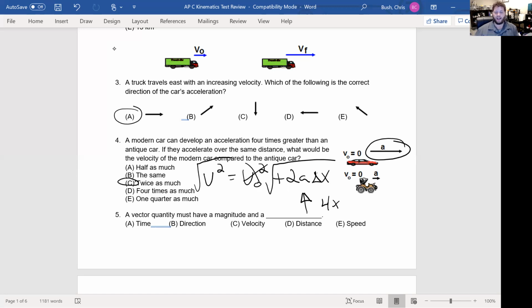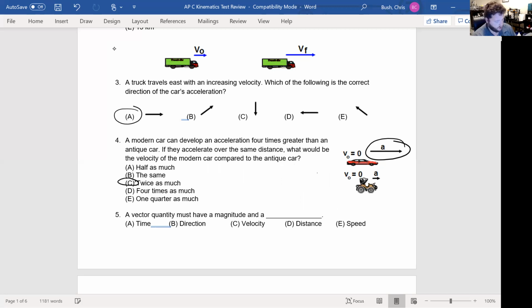If you get stuck, though, you can just make up numbers. Say a car's got an acceleration of 1 and it's going 100 meters. And another car has an acceleration 4 times bigger, and it goes the same 100 meters. What equation are we looking at? This basically boils down to v equals the square root of 2 times a times delta x. So for one car, it would be the square root of 2 times 1 times 100. So that's the square root of 200, which is 14.14.